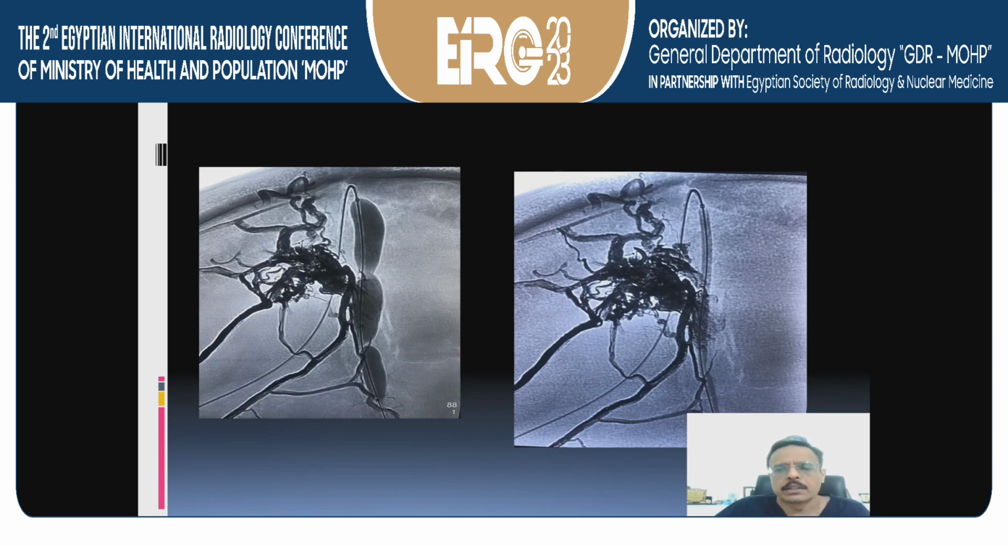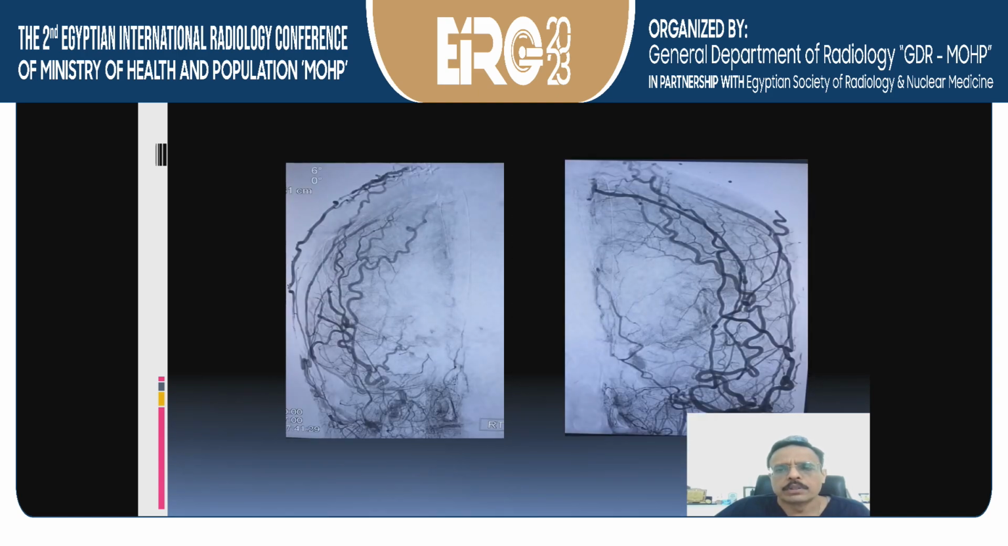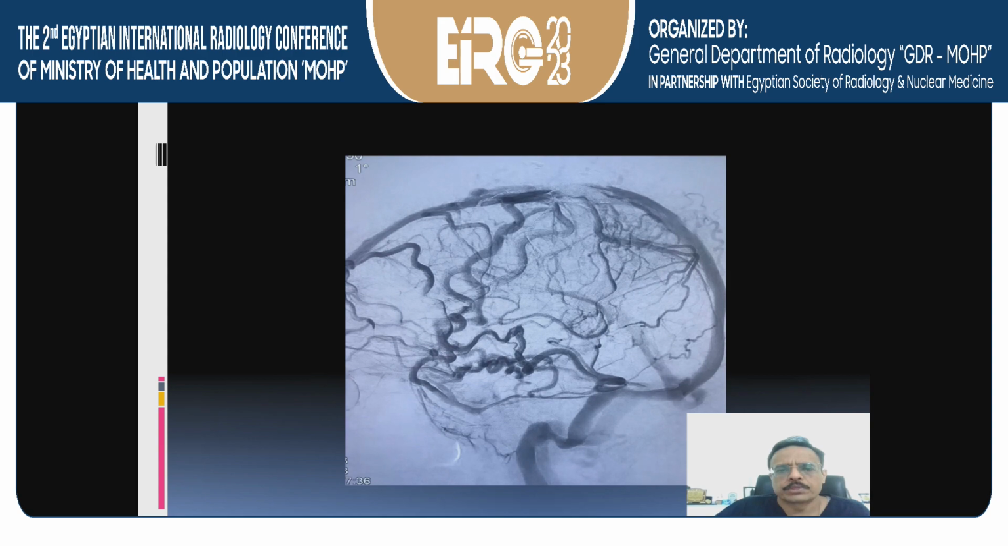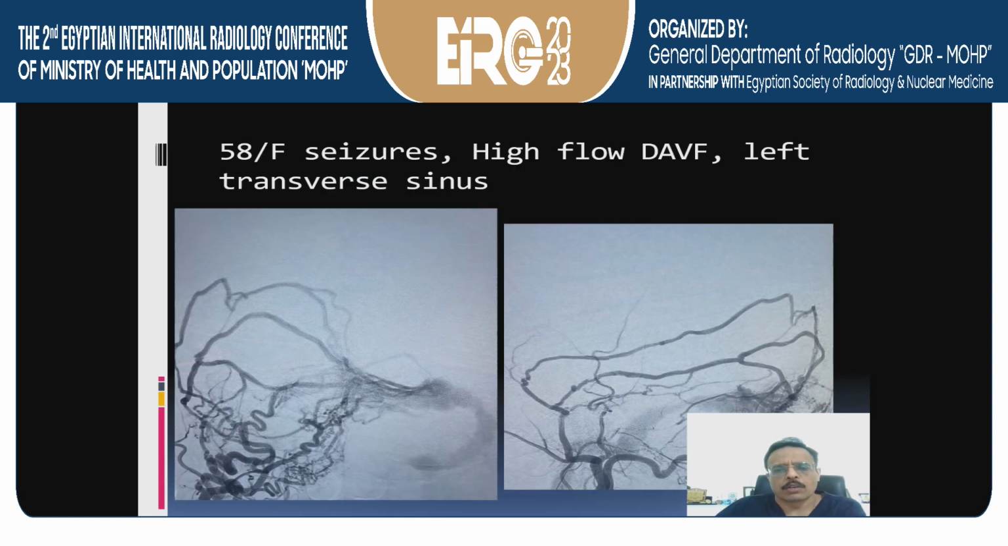And this is the final picture. You can see that the sinus is preserved. We have deflated the balloon, and this is the final injection, which shows the fistula is completely gone. But one can clearly see from the ICA injection the sinus is well preserved, and all the reflux is also gone. This is another patient with high flow dural AVF of the left lateral sinus.